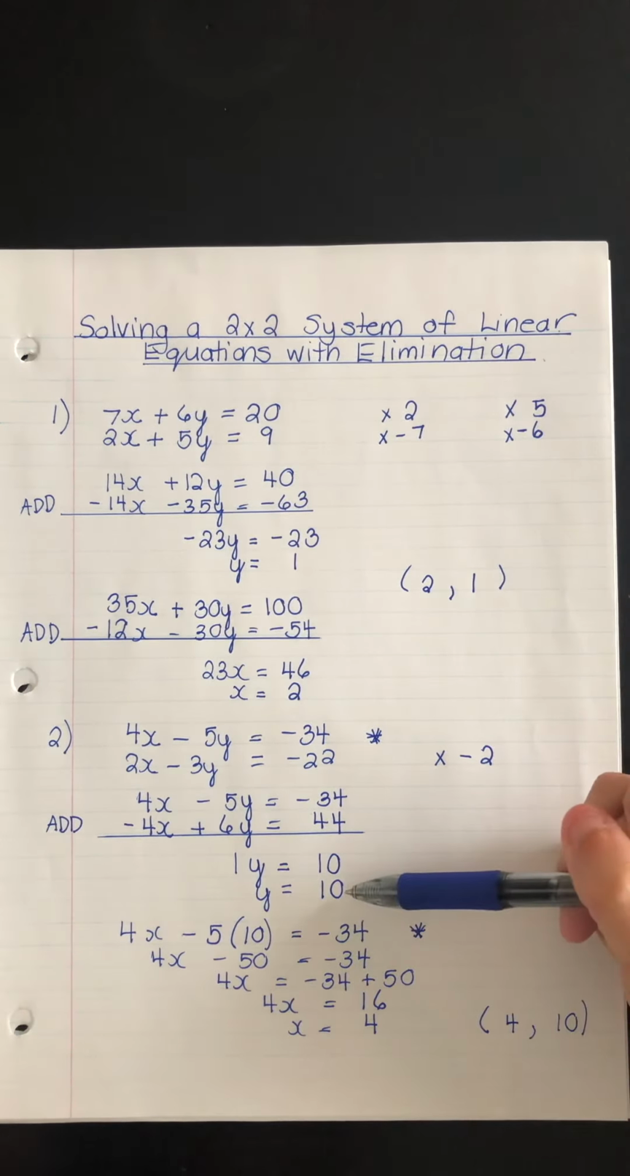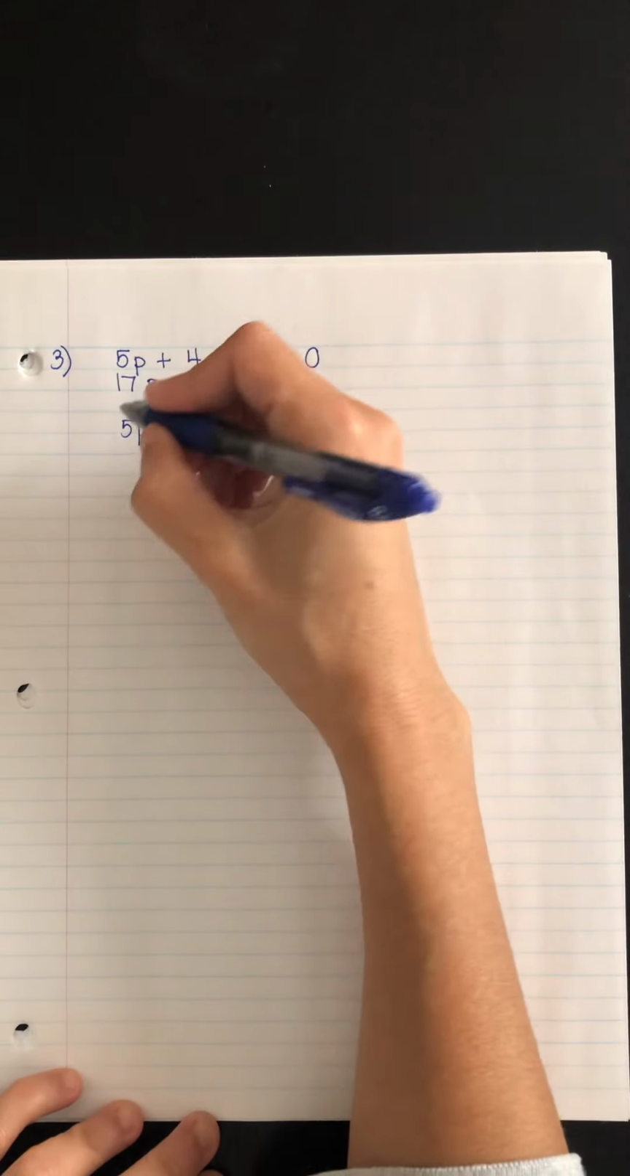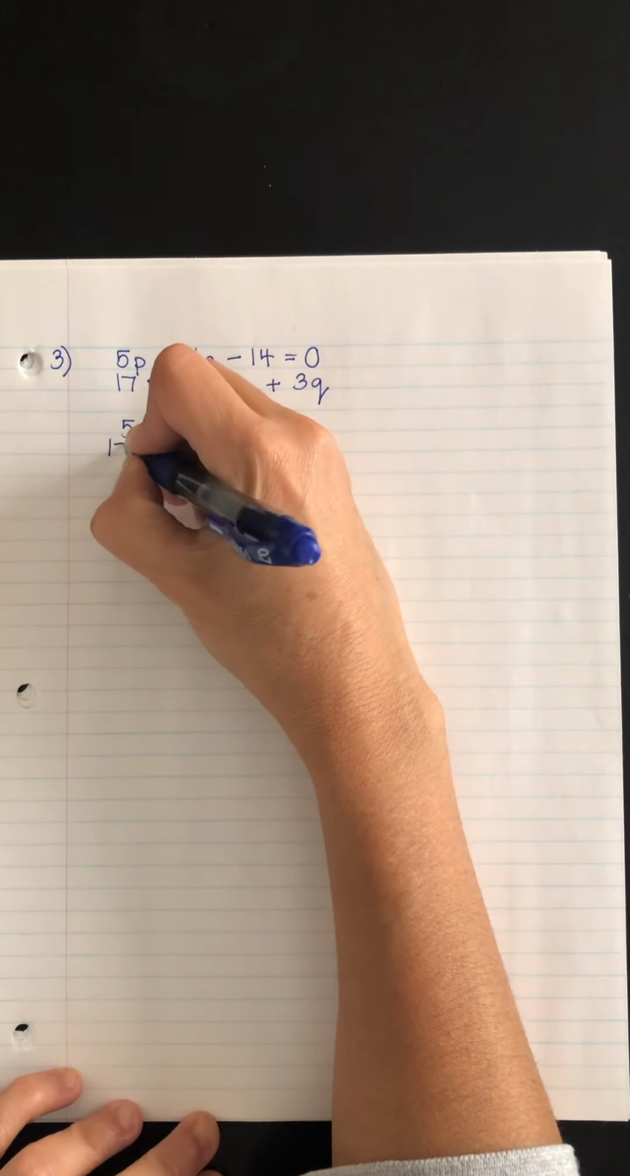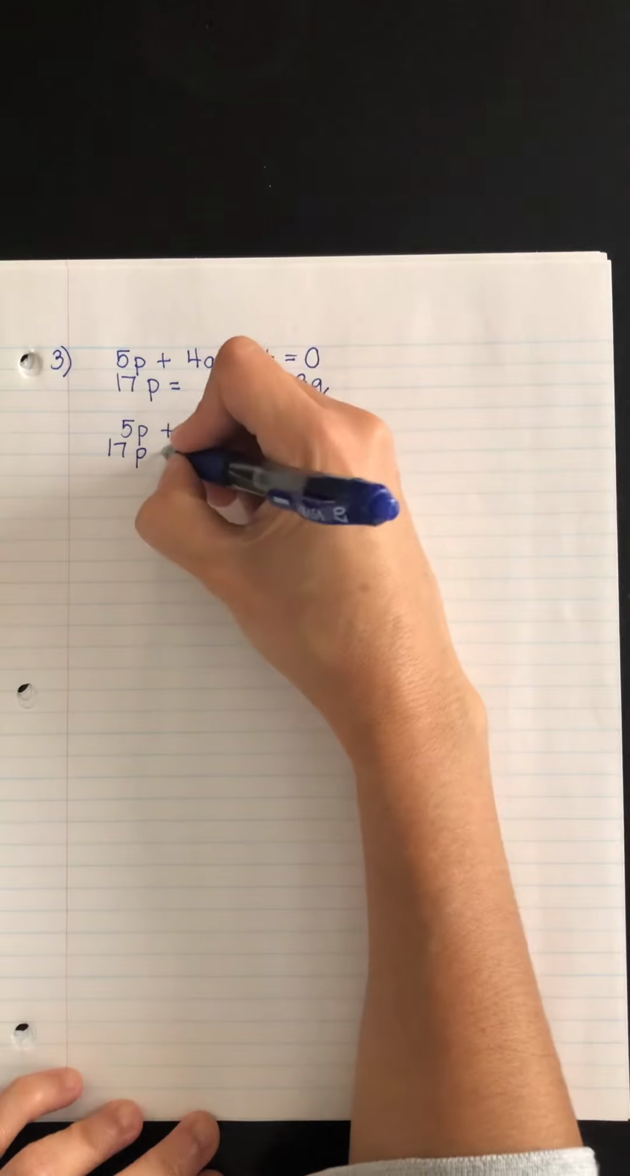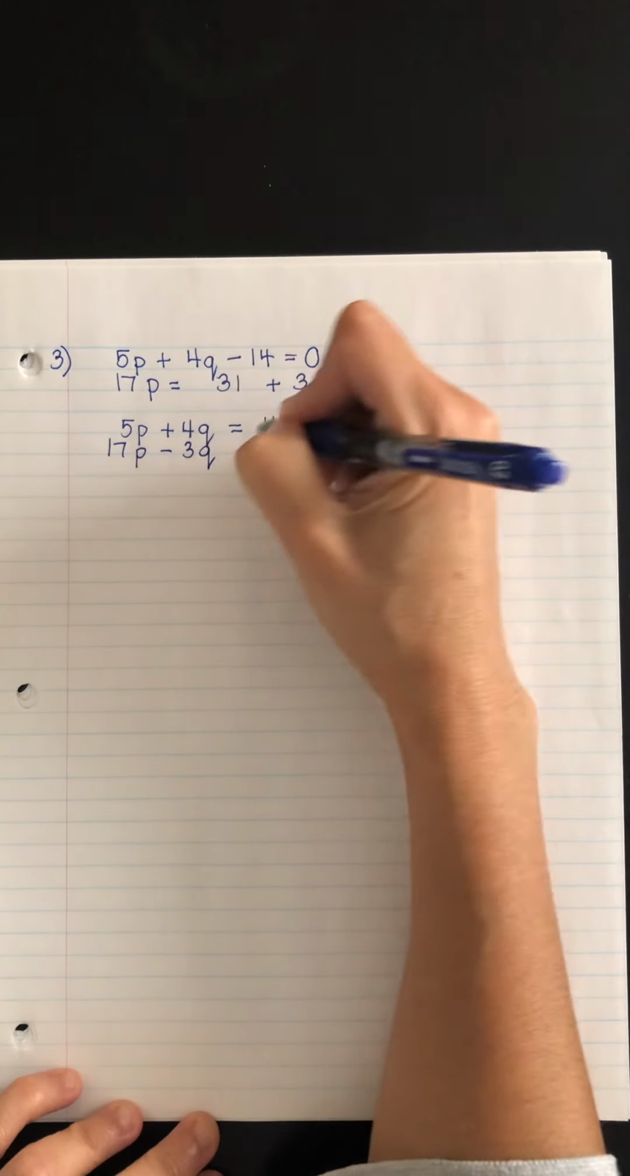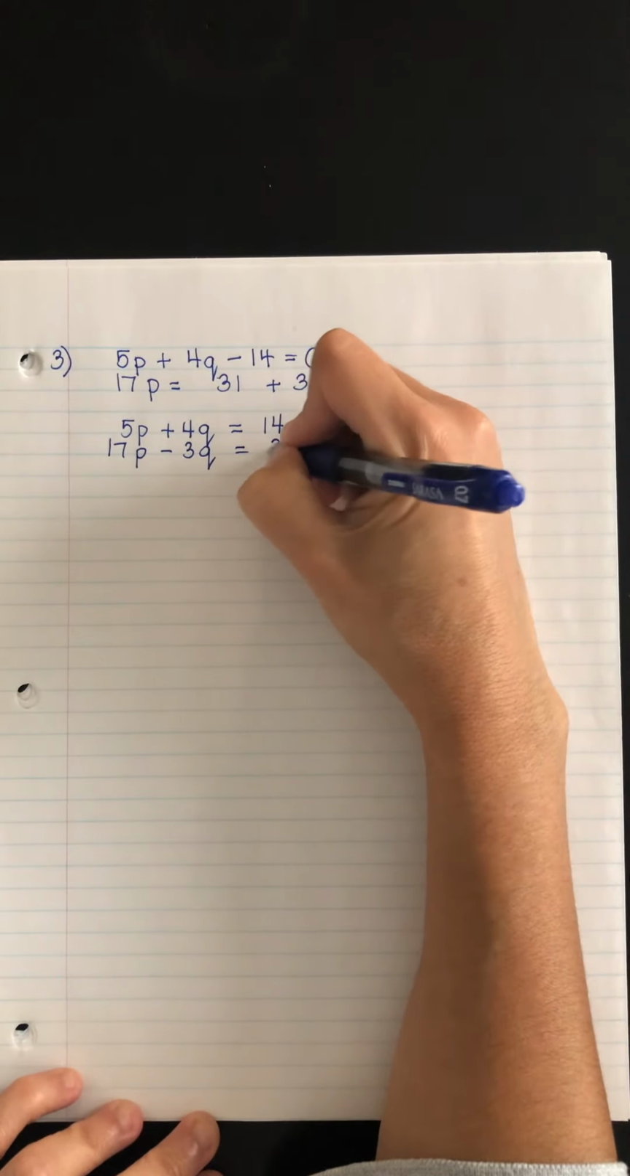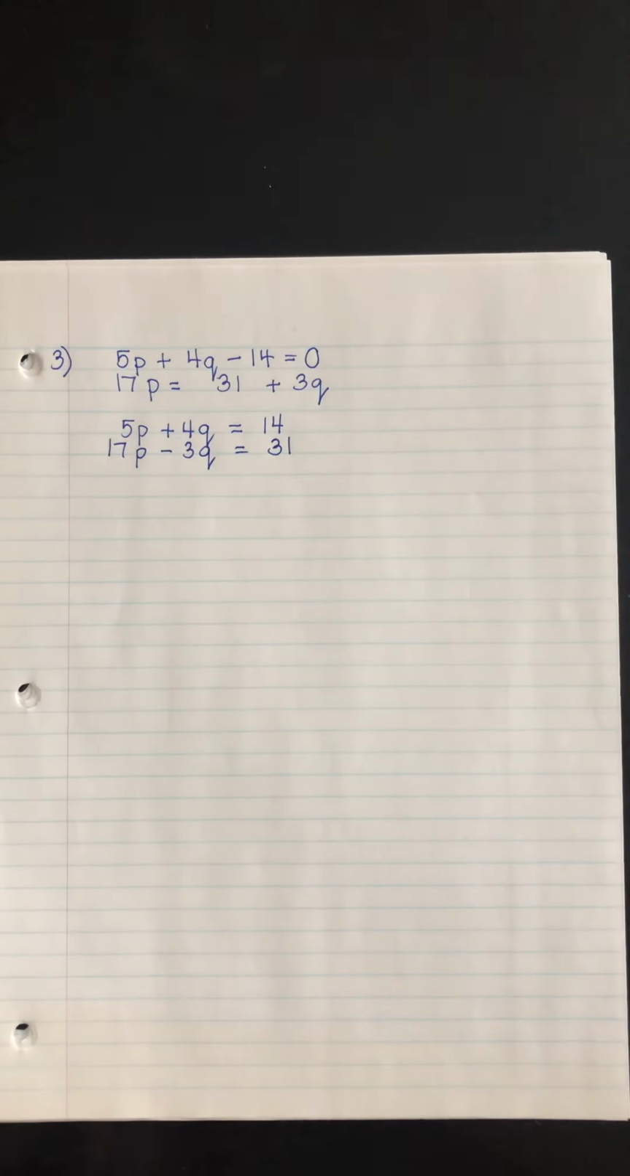What about the second equation? Well, 17P is already where it needs to be on the left side. We need this term to come to the left side. So we must subtract 3Q. That's the only term that's moving. The constant is already correctly on the right side. So this should say 17P minus 3Q is 31. Okay, just like that.